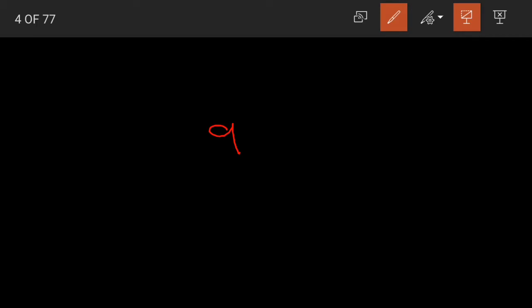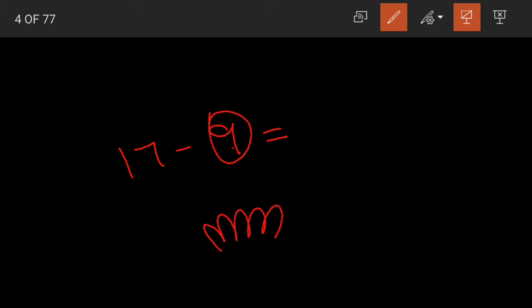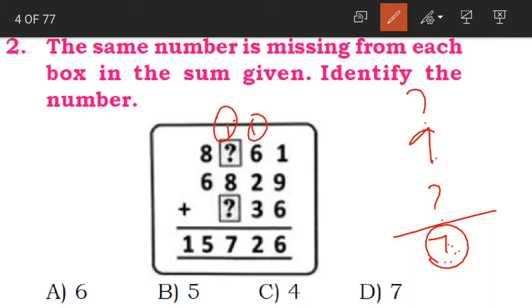Let us take 17. So 17 minus 9 is equal to how much? Keep 9 in mind. After 9 we have 10, 11, 12, 13, 14, 15, 16, 17. What is the answer children? 8. See, we are having two numbers here. When we add the same number, we should get 8. Now look at the options. 6 plus 6 is equal to how much? 12. So this is not the answer.